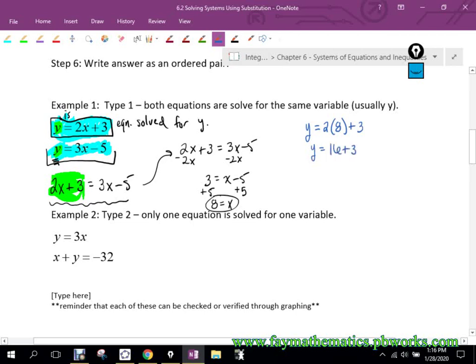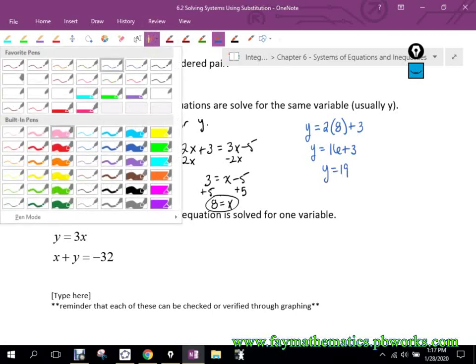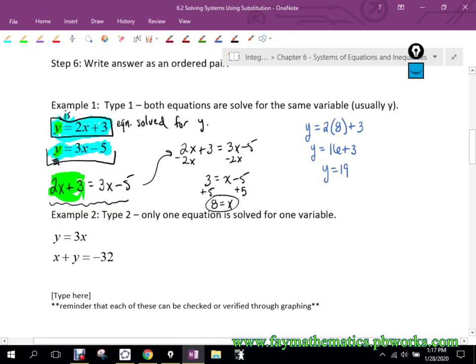16 plus 3 is 19. Just to make sure that we understand it doesn't matter, I could have gone y equals 3 times 8 minus 5. Plug it into this bottom one. What's 3 times 8? 24 minus 5? Still 19. Does that kind of make sense?